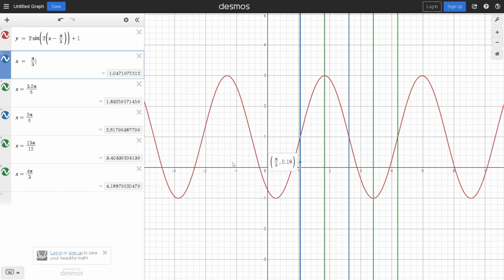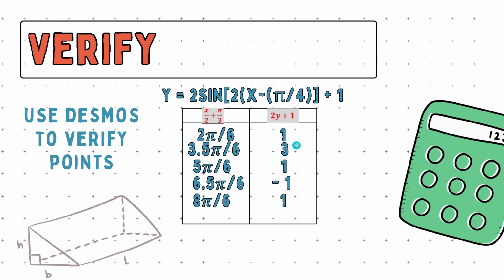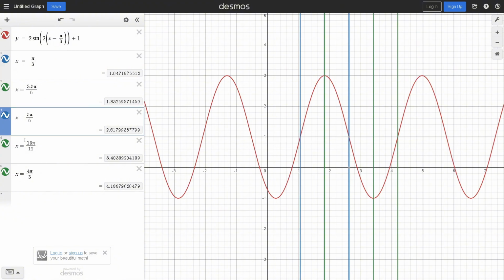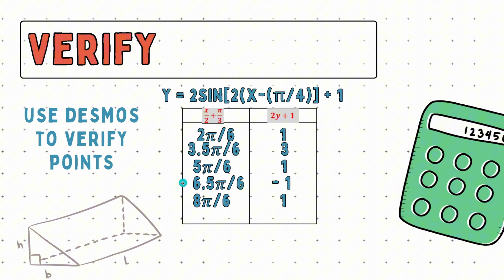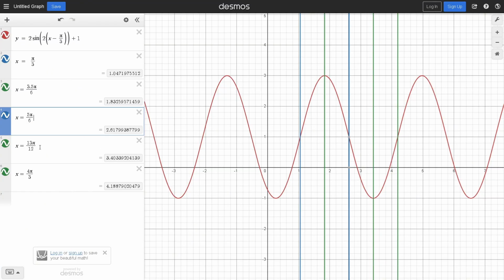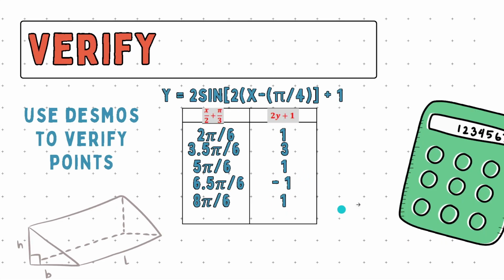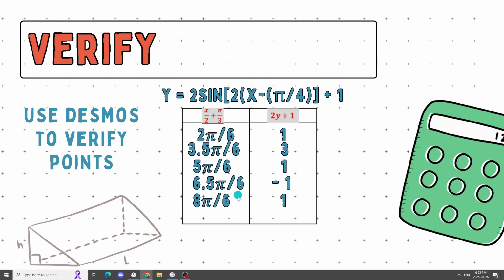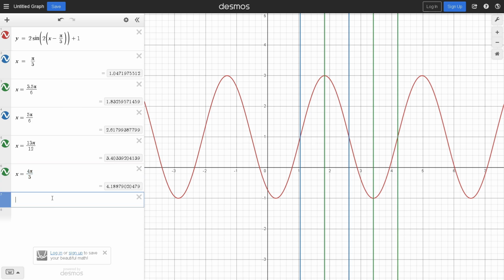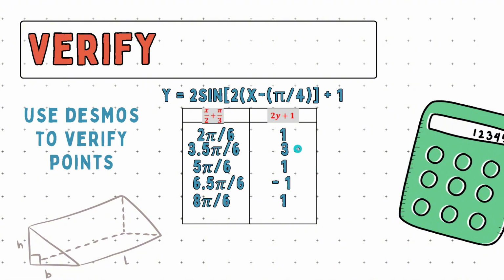Now if you check all of these points, 3 pi over 6, it matches up with the y coordinates on our transformed t-chart. So next we have 5 pi over 6, and as we can see, it has a y value of 1, just like our graph. Now we have 13 pi over 12, which is basically 6.5 pi divided by 6. Now looking at our graph, we can see that 13 pi over 12 has a y value of negative 1, matching with our t-chart. And lastly, we have 8 pi over 6, which could be simplified to 4 pi over 3, and we get a value of 1, just like our t-chart. So now you can see that all of our points match up.